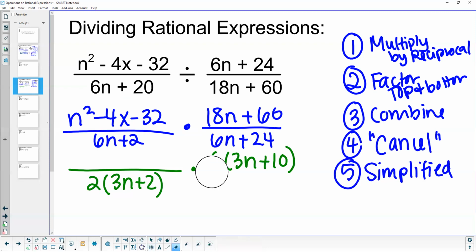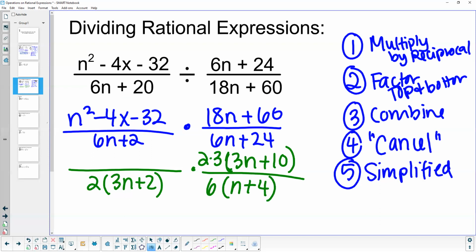And this 6 we can actually factor down, remember, into a 2 times a 3. And then on the bottom here, we've got a 6 that factors out and an n plus 4. And this 6 can also be changed to a 2 times 3. And then this top part here, we do need to factor, and we're going to factor using our x method. So I need two numbers that multiply to negative 32 and add to negative 4. And that's going to be negative 8 and negative 4.